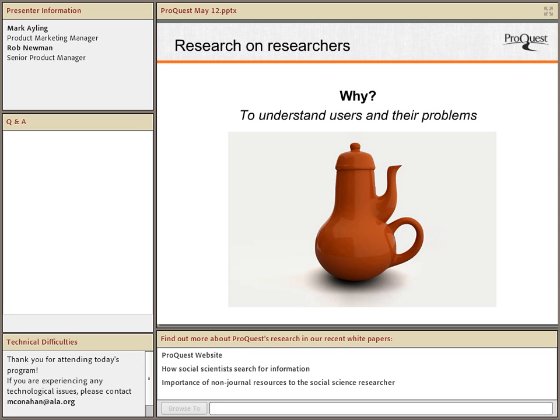This image is taken from a book called The Design of Everyday Things. It talks about how, when designing products, the designers need to fully understand the potential user, their needs, and what their problems are. If you lose sight of this, you can end up with something like that, which is very elegant and stylish, but if what you want is a cup of coffee, it's not a lot of use. The same goes for us and how we develop our products.